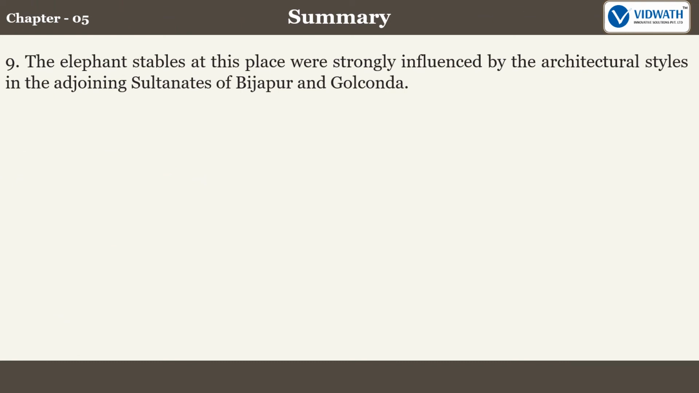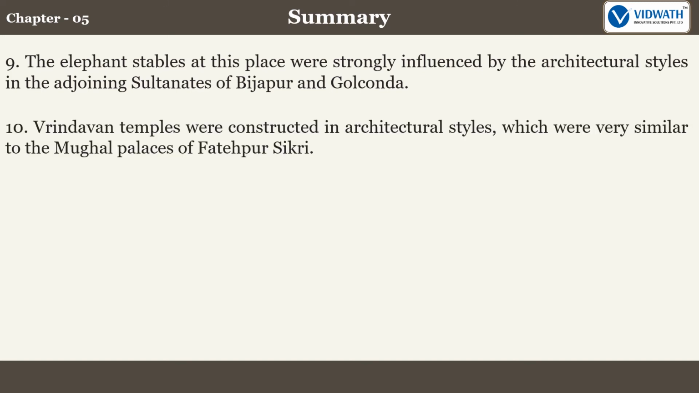Point number 9. The elephant stables at Vijayanagara were strongly influenced by the architectural styles in the adjoining sultanates of Bijapur and Golconda. Point number 10. Vrindavan temples were constructed in architectural styles which were very similar to the Mughal palaces of Fatehpur Sikri.